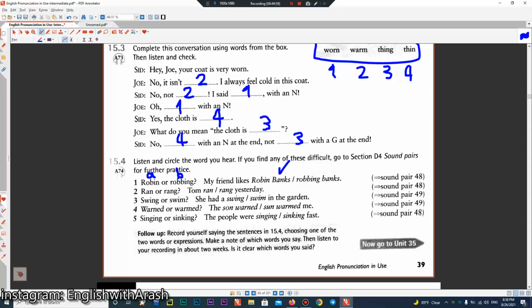I actually hear like rang, but I'm not sure. So I see more people are saying B. Okay, so I choose B, but we should check it, okay?